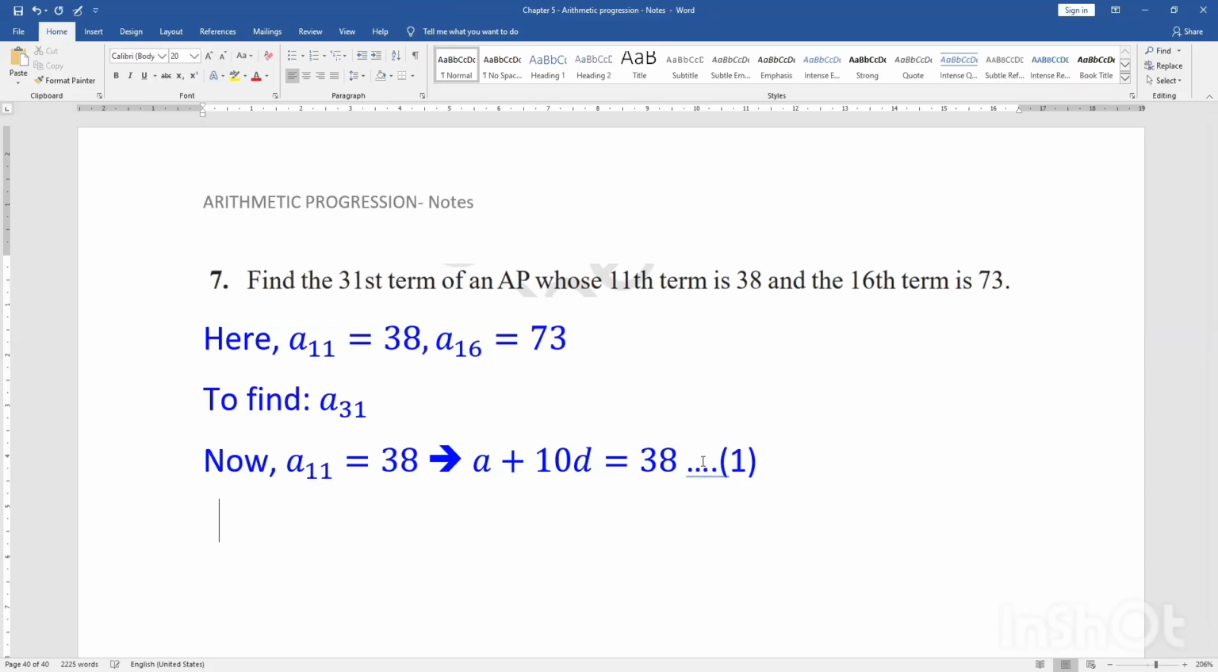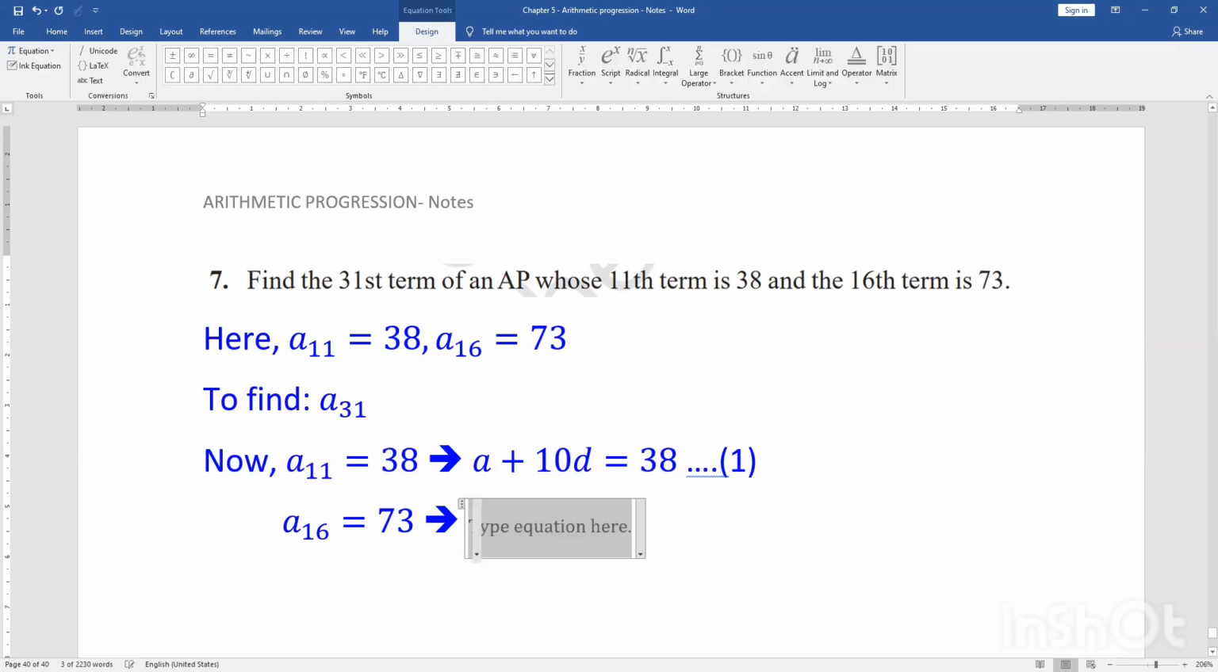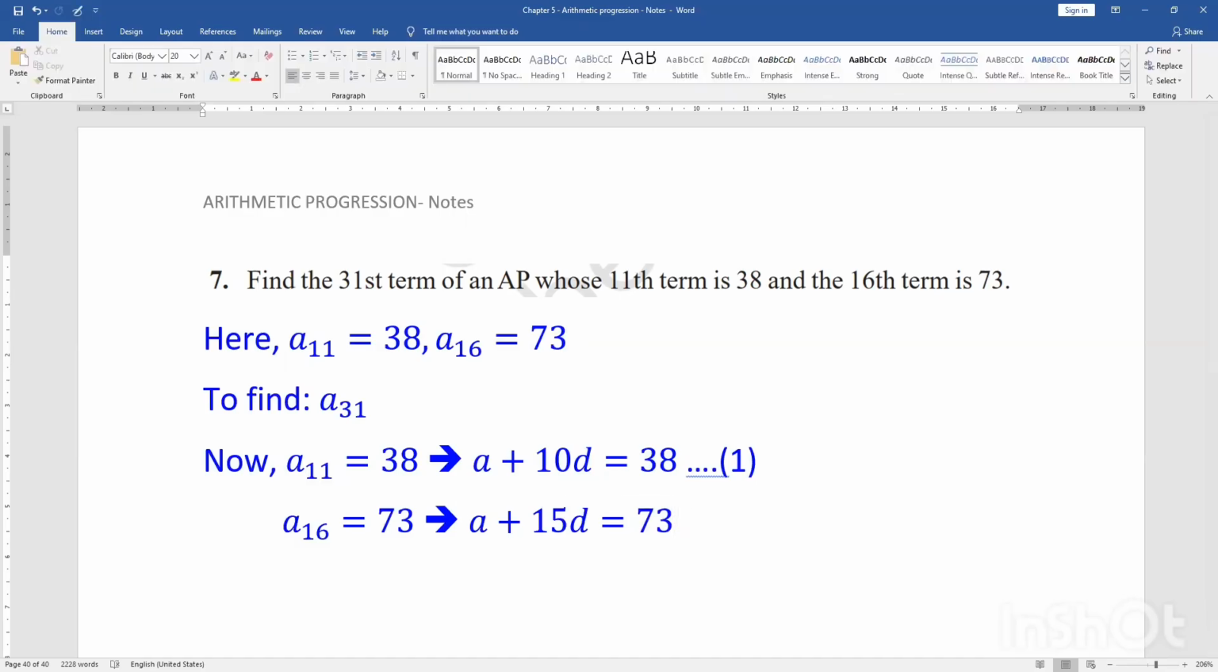Next we have A16. Let us take that. So from this, what do you find? I can write A16 is nothing but A plus 15D, right? A plus 15D should give you how much? 73, right? So I write it like this, called equation 2, okay?